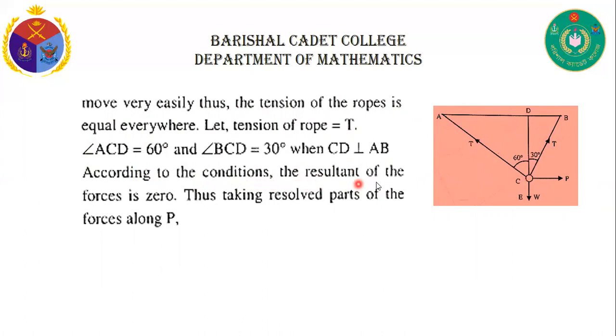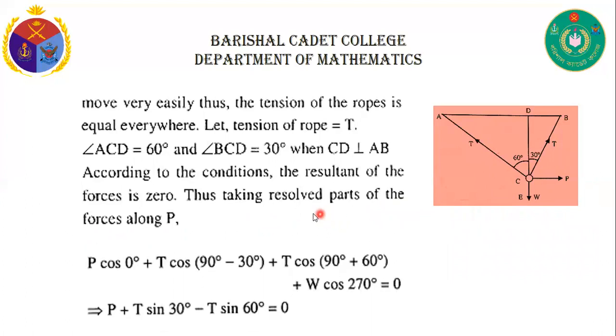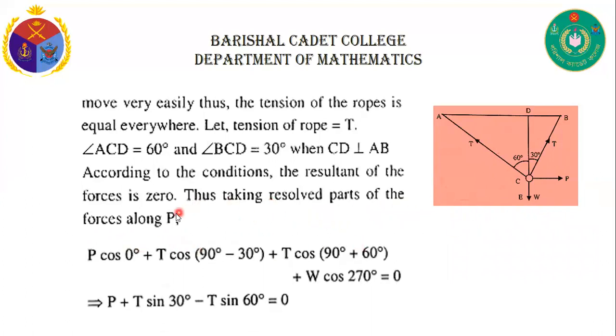According to the condition, the resultant of the forces is 0 because this is in equilibrium. Thus, taking resolved parts of the forces along P, because here there are 4 forces: W, P, T, and T. So we cannot use Lami's theorem. Here we have to use the resolved part formula. So along the P forces, the resultant equals 0, that is, the summation equals 0.